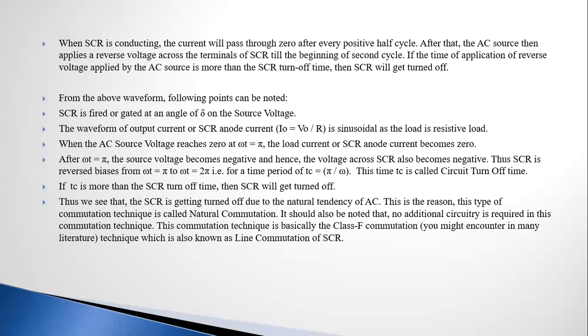You might encounter in many literatures that class F commutation is also known as line commutation of the SCR. So this is all about the concept of the commutation techniques of SCR and the natural commutation of the SCR.